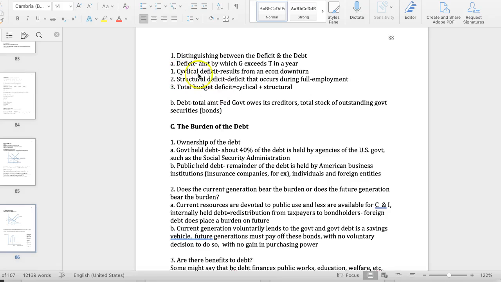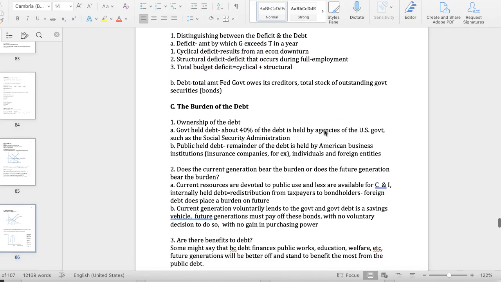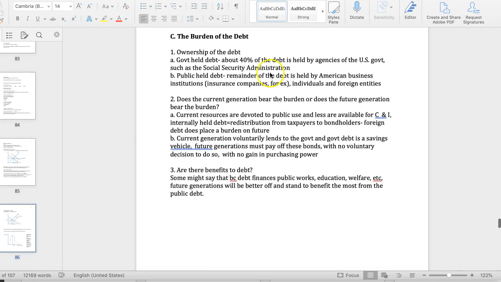So we can have a cyclical deficit, that results from an economic downturn, just like cyclical unemployment. We can have a structural deficit. That is a deficit that occurs during full employment. And then we have the total budget deficit, which is cyclical plus structural. And why do we care so much about the debt? Because the burden of debt is passed on to you.